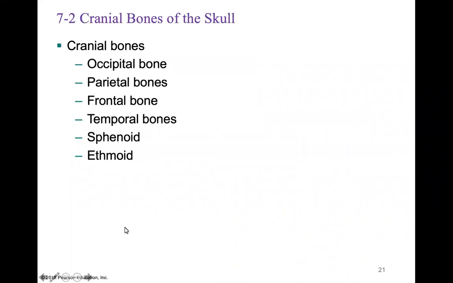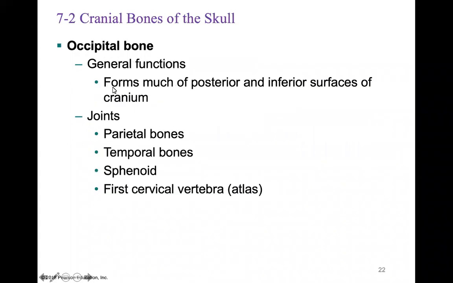Okay, so let's look at our cranial bones in a little more detail. The first is the occipital bone. Its general function is that it forms much of the posterior and inferior surface of the cranium. The joints are going to be with the parietal, temporal, sphenoid, and first cervical vertebrae. Now, most of the vertebrae are just going to be listed as either C1, C2, C3, C4, and so forth, or T1, T2, and so forth. But C1 and C2 actually have special names. C1 is also referred to as the atlas. C2 will also be referred to as the axis.